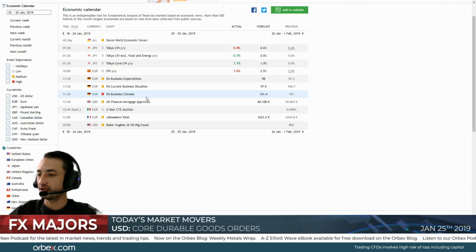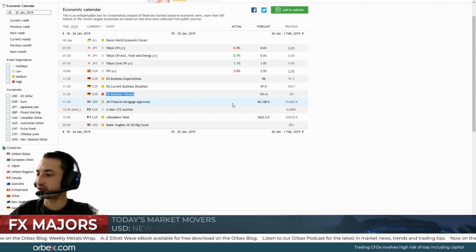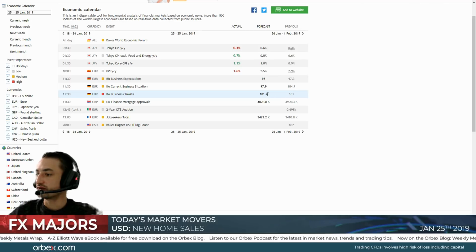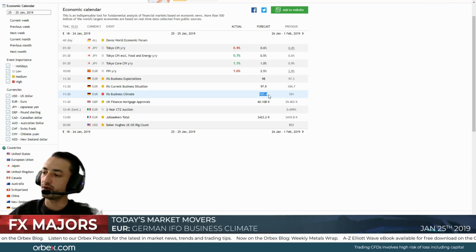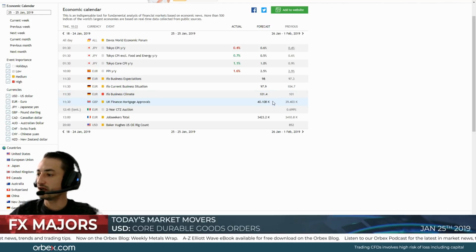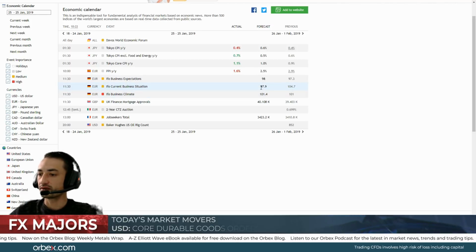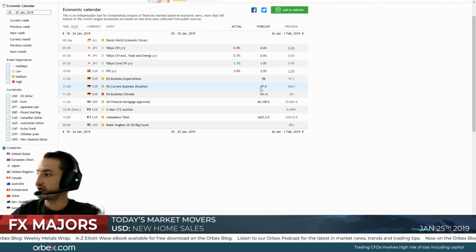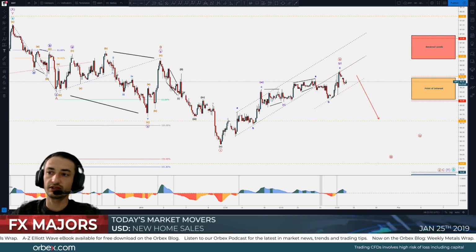But let's say the main market mover and the main focus for the day would be the euro, the IFO business climate. And according to this data released, as you can see, the forecast is for an increase. However, today we might see the bearish sentiment possibly continuing, because I'm actually seeing some patterns on the charts. And speaking of charts, let's just start with the analysis.